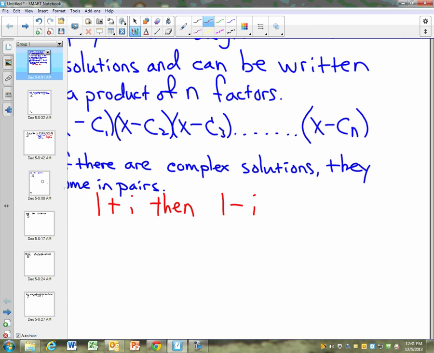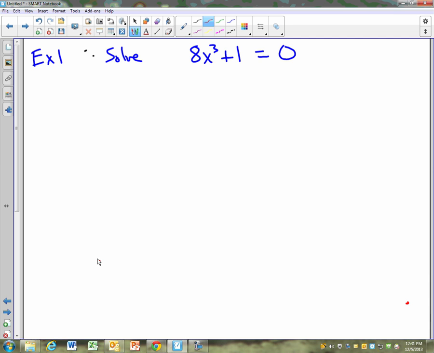All right, let's try this problem. Example 1. Solve 8x^3 + 1 = 0. This one has a real solution. It also has 2 complex solutions. You're going to see it play out here in a second. And you have a few methods you can use. You can solve it algebraically, you can factor it, or you can use the rational roots theorem. Now, I don't want to use the rational roots theorem here because I see that it factors.